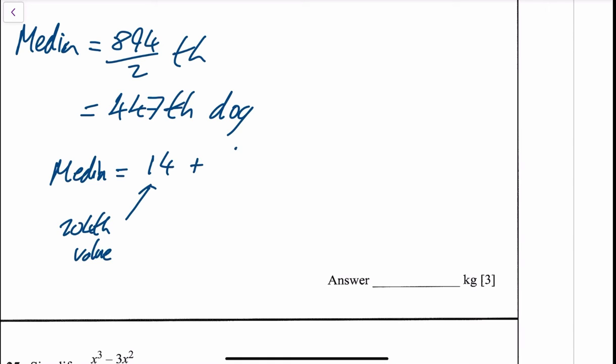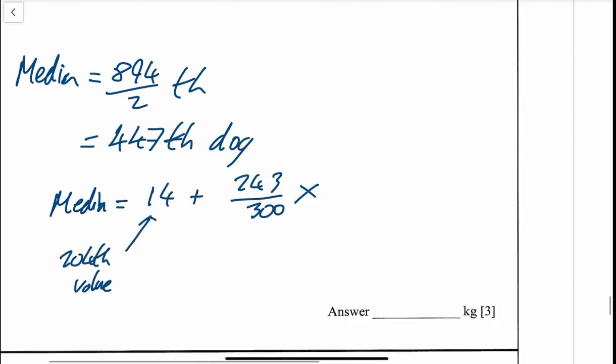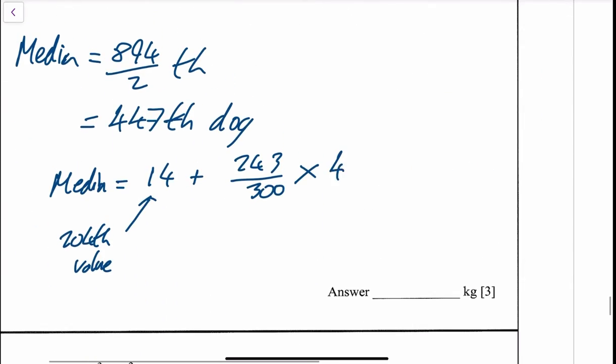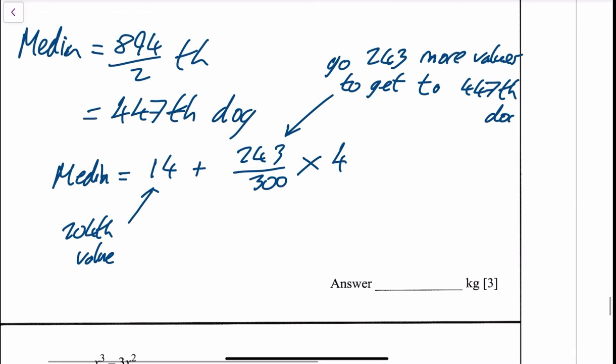And we need to go 243 values into the next class. The next class had 300 things in it, and the width of it was from 14 to 18, so the width was 4. So what I've got here is, you need to go 243 more values to get to whatever we needed, the 447th dog.